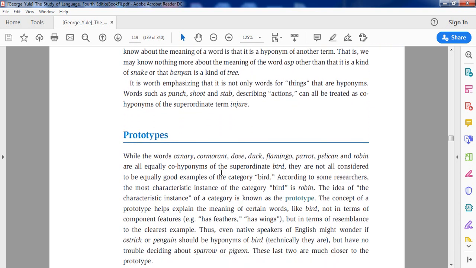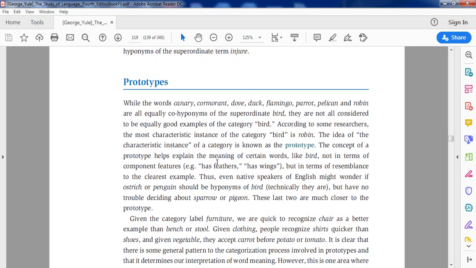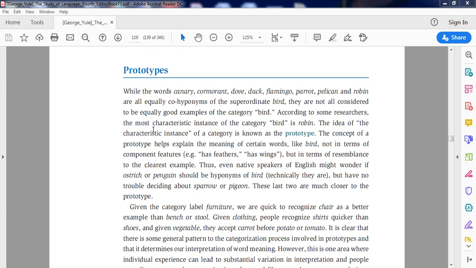We have another term that is prototypes. What's meant by prototypes is the first thing that comes to your mind when you mention something. For example, when I say furniture, the first thing that comes into your mind is, for example, chair. Sometimes they would say the best example of something, the best example of a group of things.